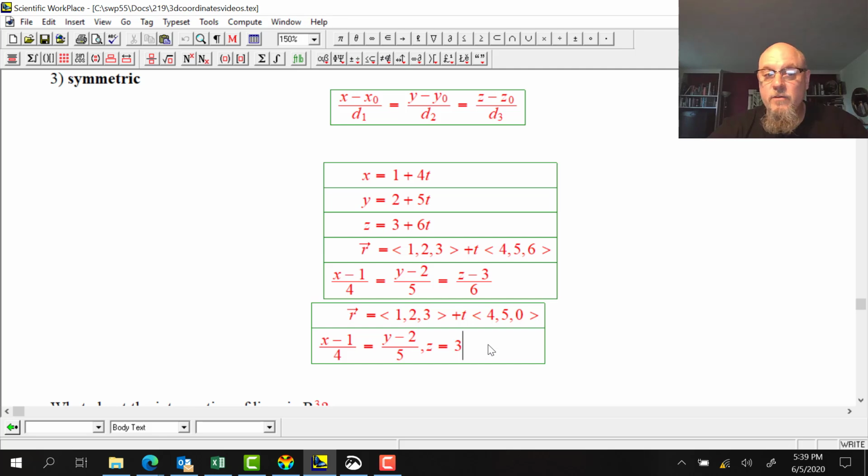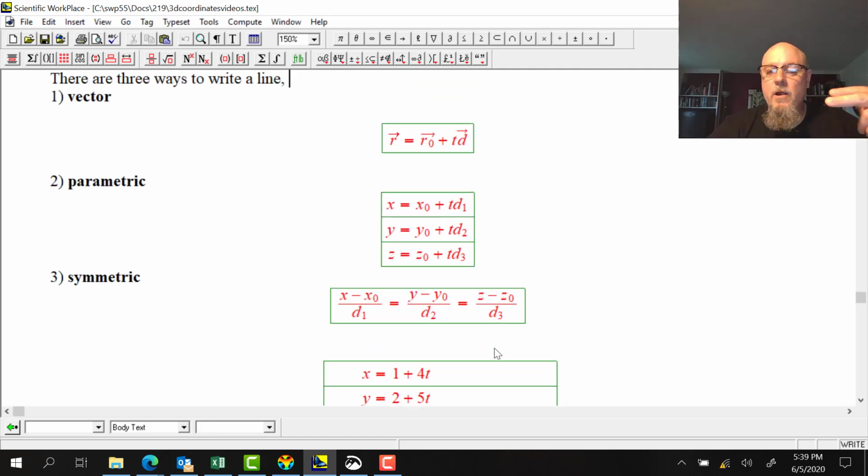So here's the symmetric version of a line, that special case when one of the direction components is 0. It's just a weird little pitfall that I pointed out. Anyway, three ways to write a line: vector, parametric, and symmetric, and you should know how to go from one form to the other. They're all basically three different ways of expressing a line, three different ways of giving you two pieces of information. What's a point on the line? What's the direction vector of the line?